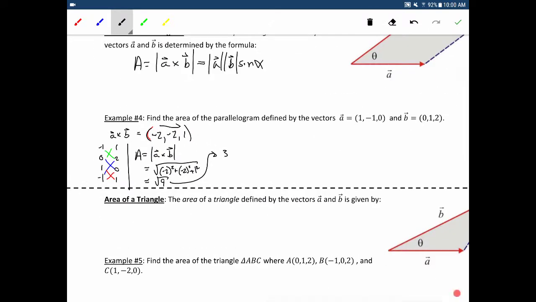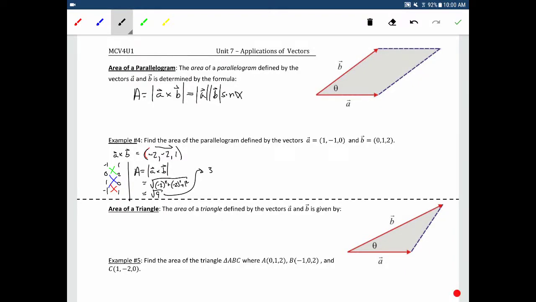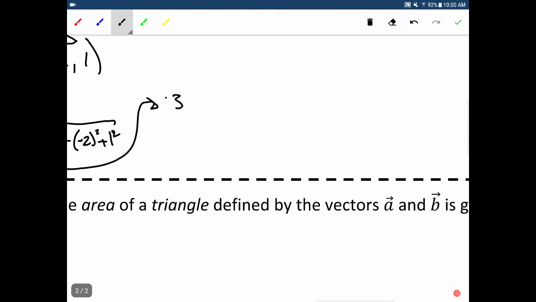And what are our units here? Does it give us units? Oh, it didn't give us units. So I guess we're just done then. That's it. It's just 3. All right, so our area is 3.